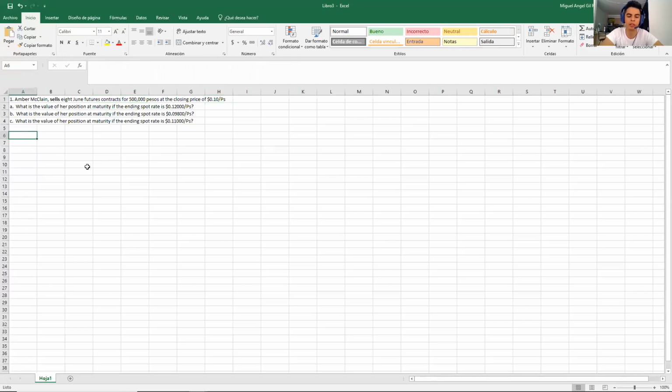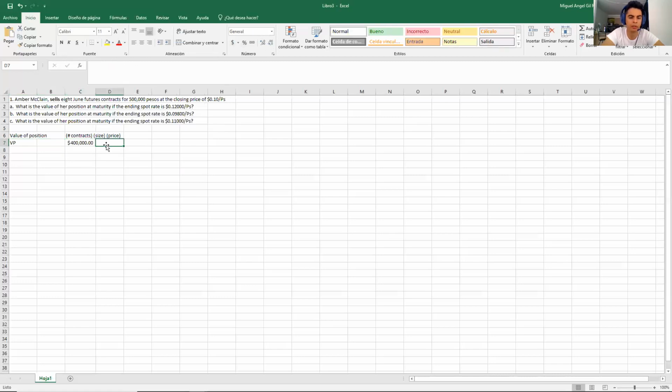So first, let's calculate the initial value, the value of my position. So remember that the formula was the number of contracts times the size times the price. Okay, so that is the formula. So what we are going to do in here is to multiply the number of contracts, 8 times $500,000 times 0.1. So this is the value of my position in dollars, right?